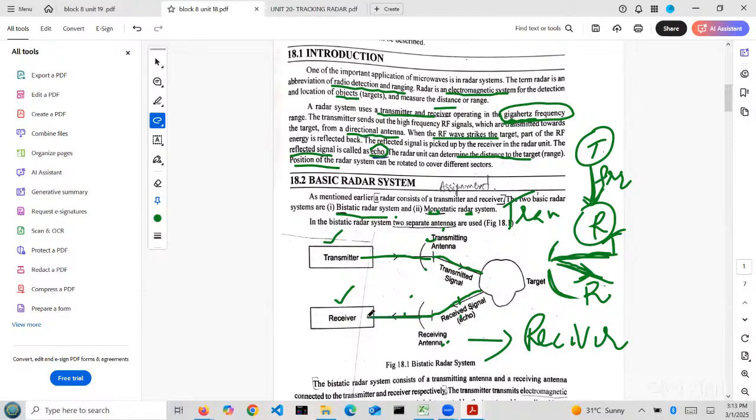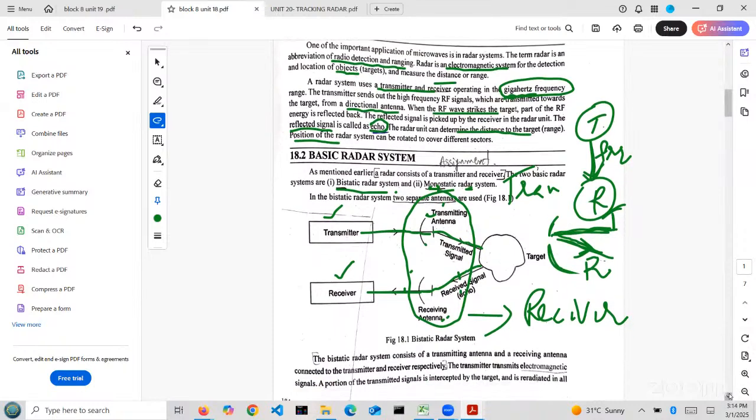So the final conclusion is, in a bistatic radar system, the main thing is we are using two antennas. What are we using in a bistatic radar system? Two antennas. The first antenna is the transmitting antenna. The second antenna is the receiving antenna.